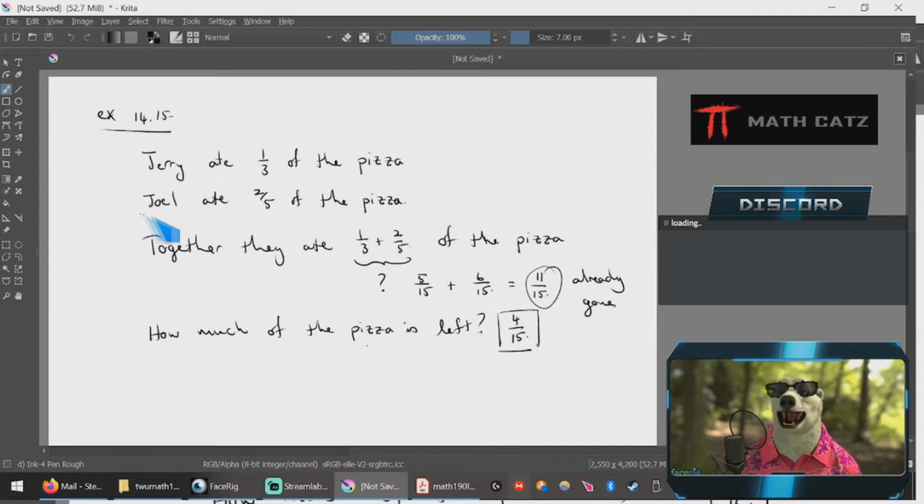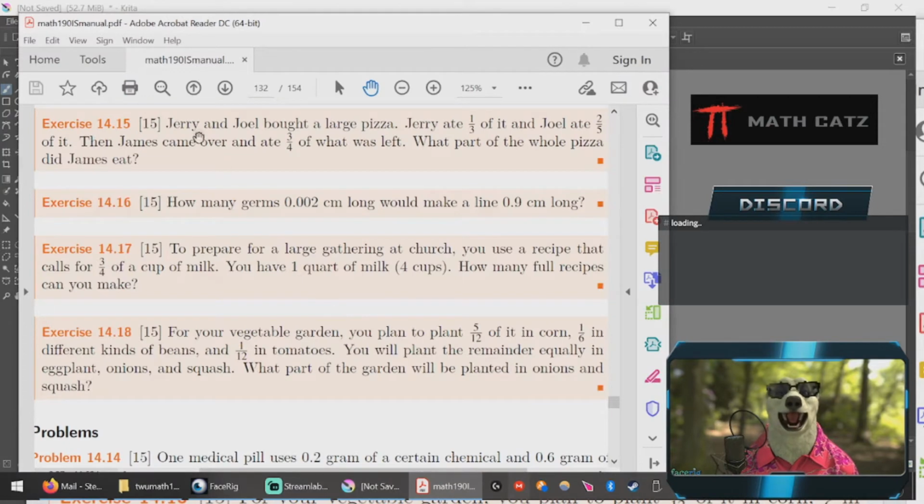Well, if Jerry ate this much, Joel ate that much, how much of the pizza is gone? That leads me to having to add these numbers together. So then how much is left? Because James is going to come and eat from what's left. And I work my way through the situation.